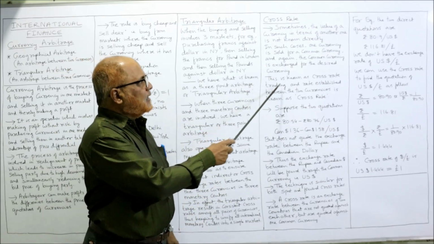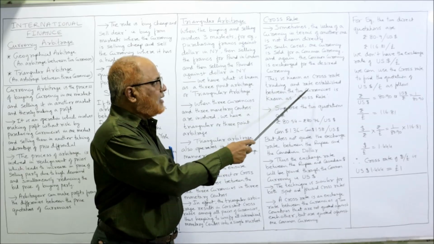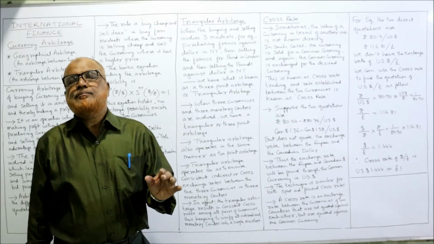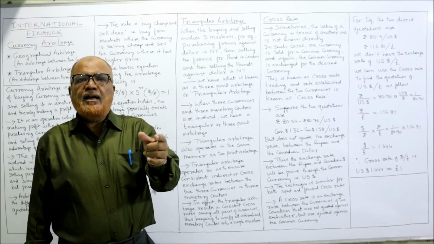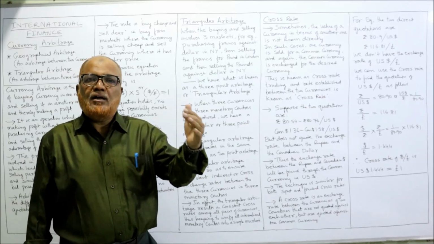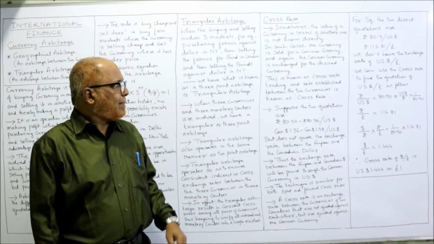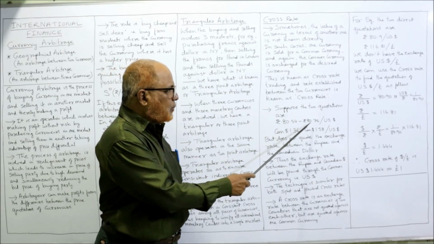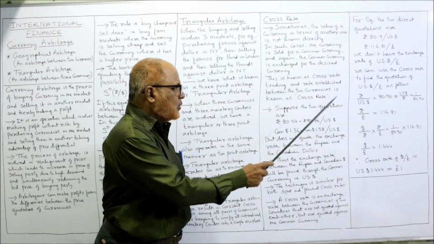So in such cases, this is known as cross rate trading, and the rate established between the currencies is known as cross rate. Simply, cross rate is the indirect quotation which is calculated by using a third common currency.